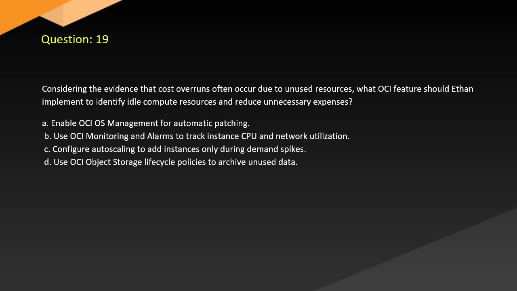A. Enable OSI OS management for automatic patching. B. Use OSI monitoring and alarms to track instance CPU and network utilization. C. Configure auto-scaling to add instances only during demand spikes. D. Use OSI object storage lifecycle policies to archive unused data.